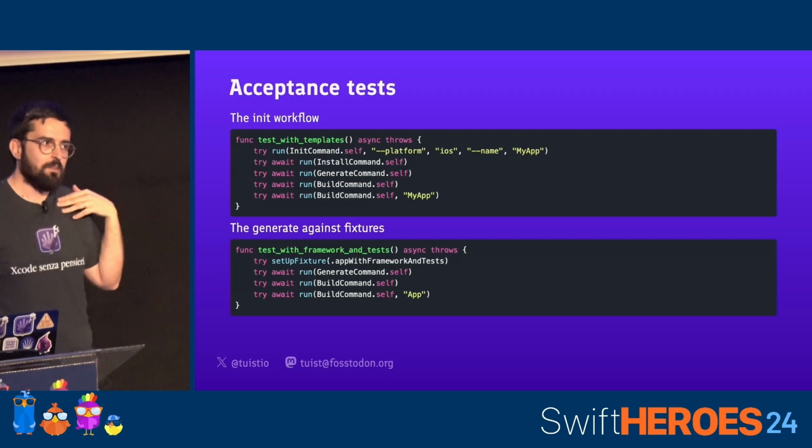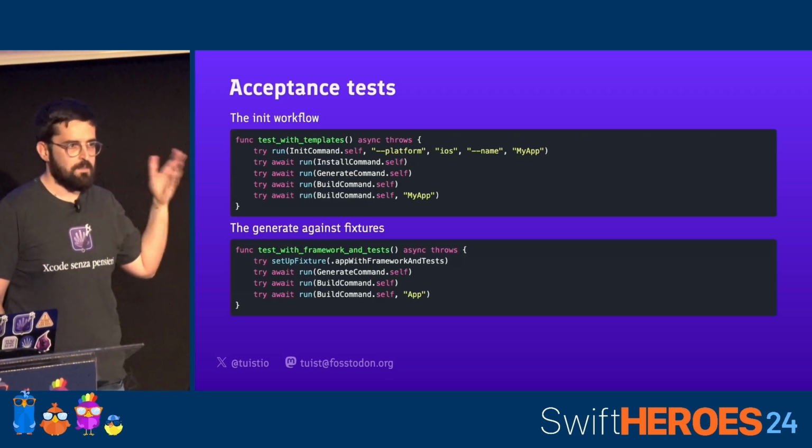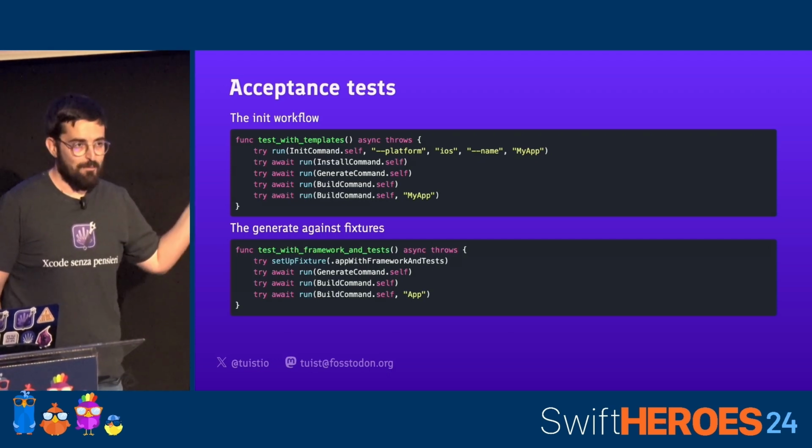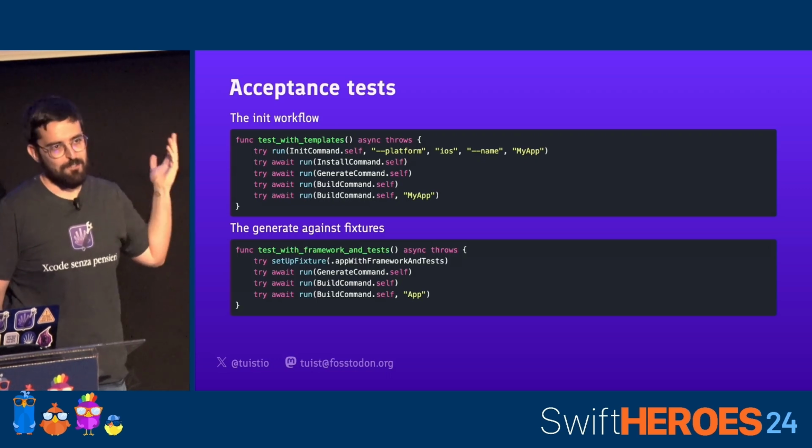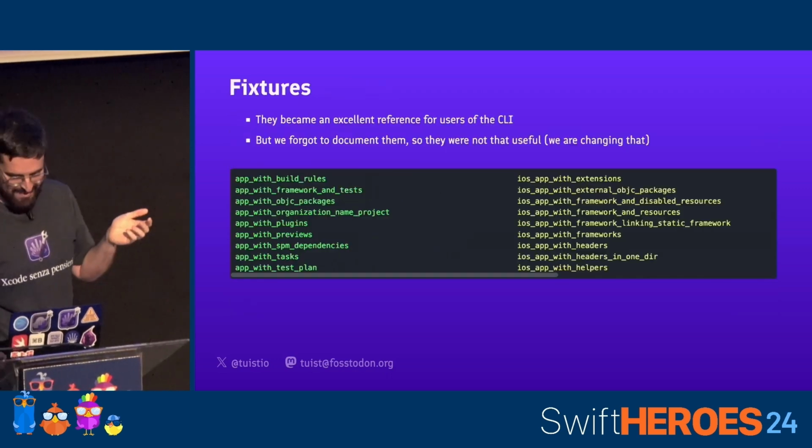But if I built a CLI today, or if you think about building a CLI, think about investing in this kind of acceptance testing, and make sure that you use whatever language you're using for your CLI. If it's Swift, don't use Ruby like we did. That was a huge mistake.